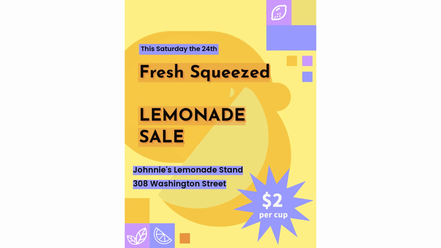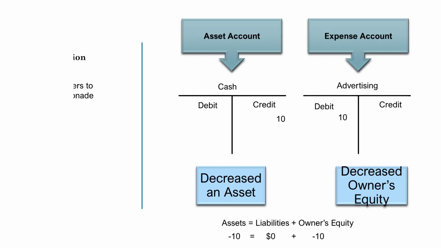Johnny wants to attract as many customers as possible. He pays $10 for flyers to advertise his lemonade sale. Because Johnny spent $10 in cash for advertising flyers, the asset account cash is decreased by $10. Decreases to an asset are credited. The advertising expense is increased, so it is debited.